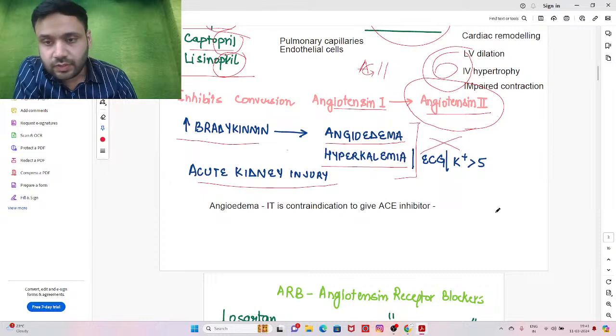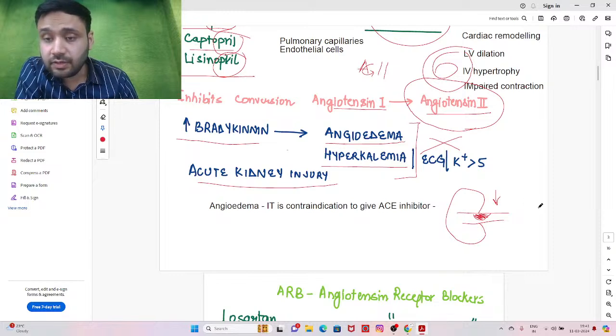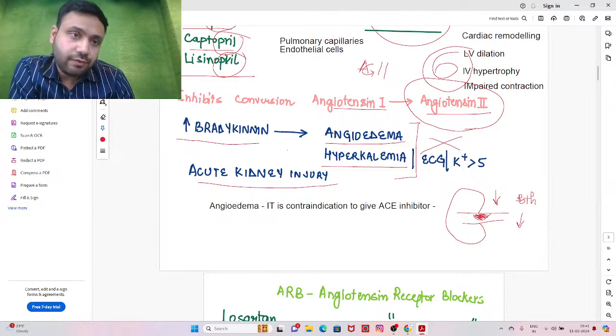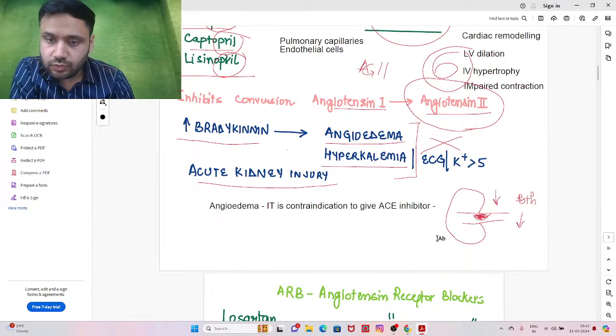So what is renal artery stenosis? Let's just say this is the kidney, and this is the renal artery, and we have something that is obstructing the renal artery, which is decreasing the renal blood flow, and it is happening in both the kidneys. So the flow in both the kidneys is decreased, right?